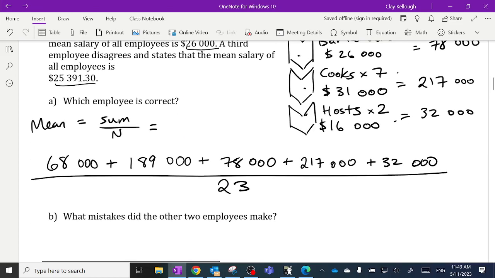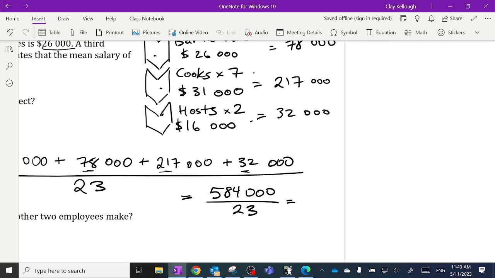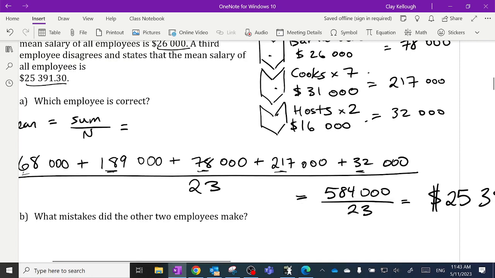Okay, you know what? When I punch this on my calculator, notice that all of these numbers just have 3 zeros at the end. Want to make your life easier? Why don't you just add 68 to 189 to 78 to 217 to 32. Get an answer and then times it by 1,000. Puts the 3 zeros back. If you do that, you get $584,000 of salary that I have to pay if I run this restaurant. Divide that by 23, and you get $25,391.30.